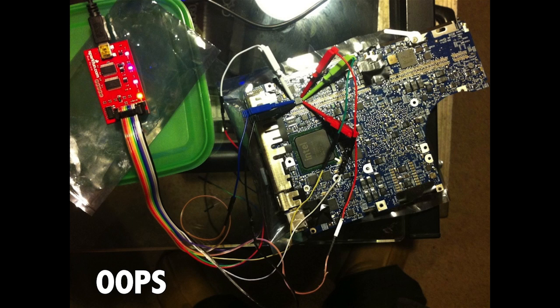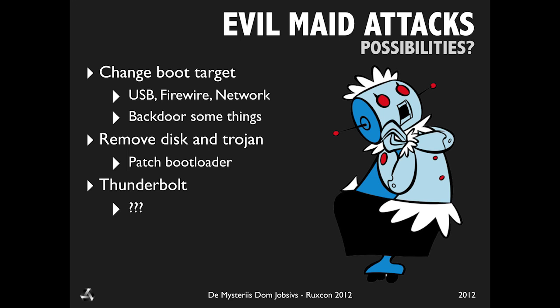Okay, so a little bit about evil maid attacks. I'm going to run out of time, so I'm going to have to smash through this stuff pretty quick. But there's a few possibilities. The first one is pretty easy. It's kind of like what script kiddies do with the PXE exploit attack. You change the boot target. You provide a malicious image over the network, or you hold down the option key and plug in a USB flash drive and boot from that, and that does some stuff when it boots. You can also pull the disk out, plug it into another machine, and backdoor the bootloader, whatever you want that way.